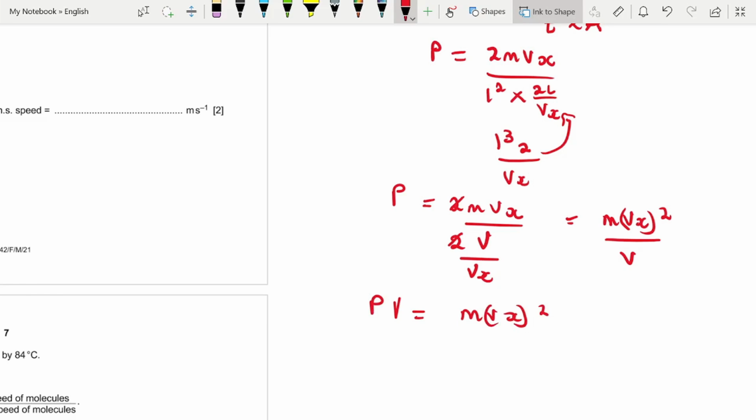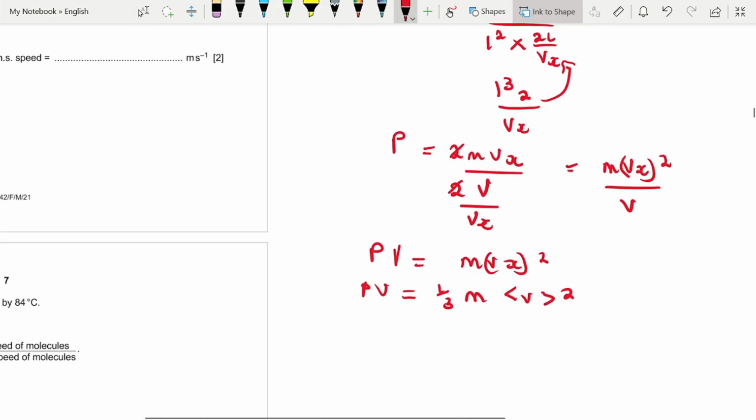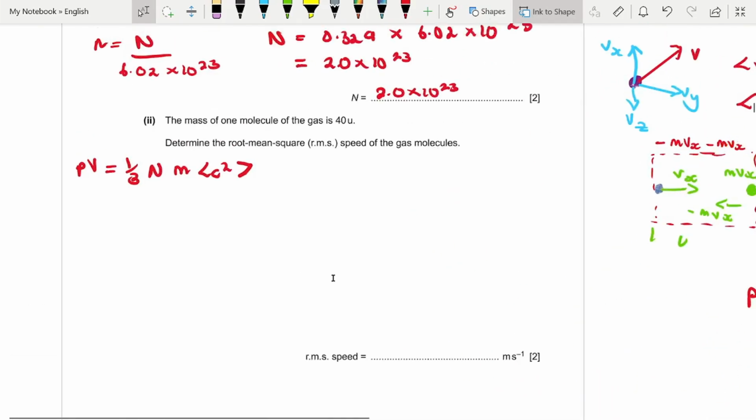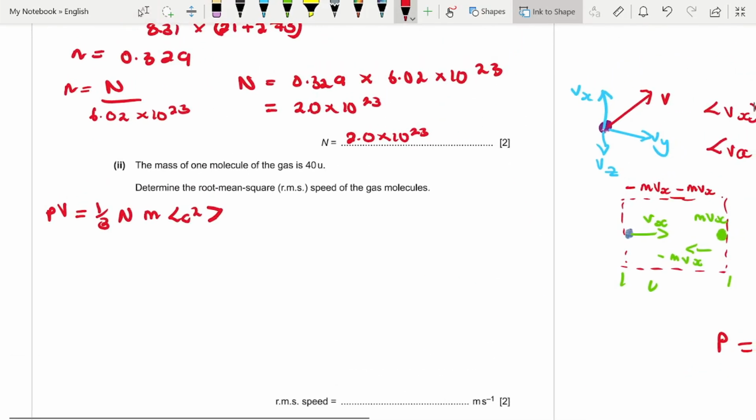But remember, we said that Vx is actually 1/3 of the total velocity itself. So PV is going to be 1/3 of m times the velocity of itself squared. But this is for one particle. For many particles, just multiply by n. So if you multiply by n, and you multiply by m, you multiply by v squared, that's going to be the relationship that you have over here. PV is equal to 1/3 nmc squared.